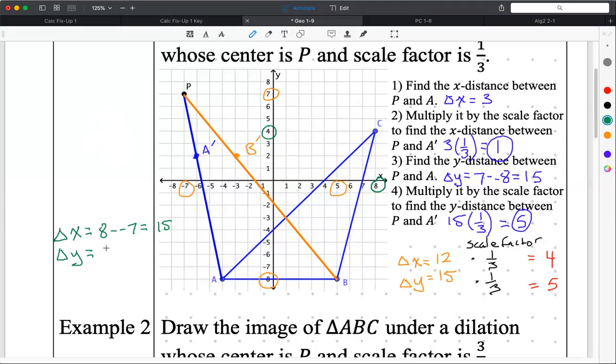Come down here and say that's equal to 7 minus 4, which is equal to 3. And again, we're going to multiply those both by the scale factor. So here I go again, times a third, times a third. And I'm feeling lazy, I'm just going to do this for you guys.